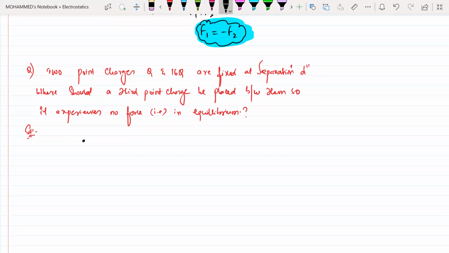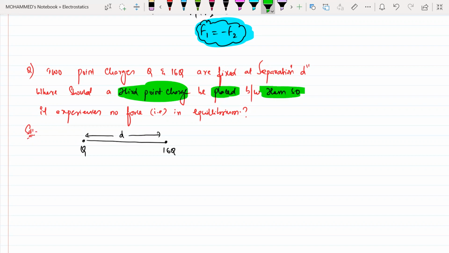One charge is right now here, somewhere, capital Q. And here there is one more charge, that is nothing but 16 times Q. The distance between them is fixed, and that is equal to D. Now, where should a third point charge be kept, placed between them, so that it experiences no force?